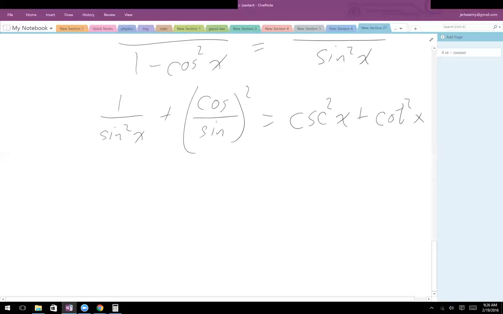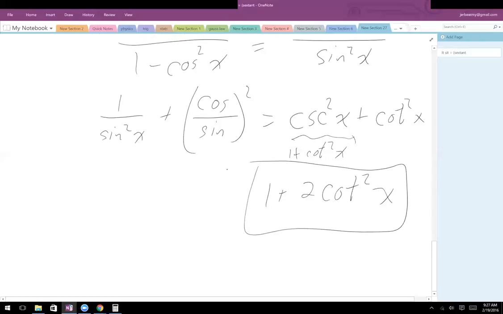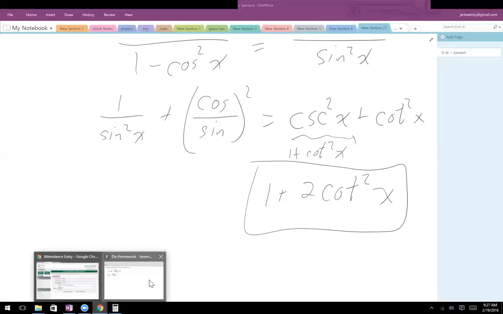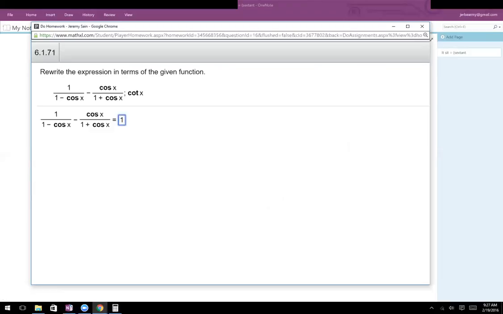So I can rewrite this guy if I can get my pen to write. You can do it, pen. There we go. So I can rewrite this guy as 1 plus cotangent squared. So the whole thing is just 1 plus 2 cotangent squared of x. Boom. One plus 2 cot.